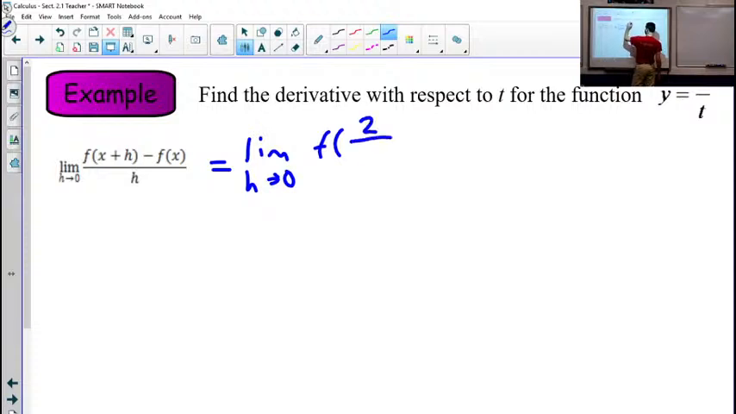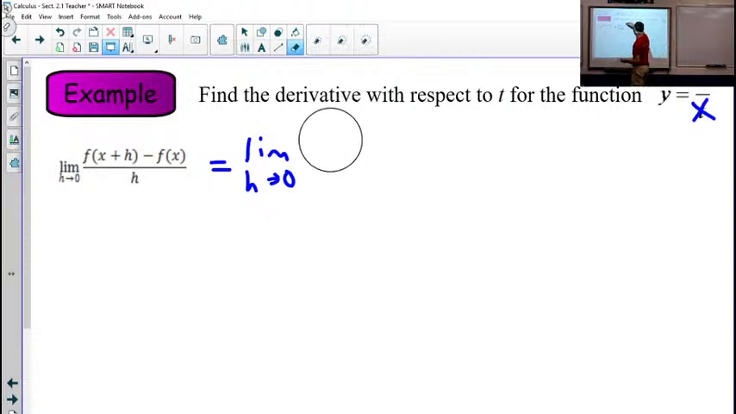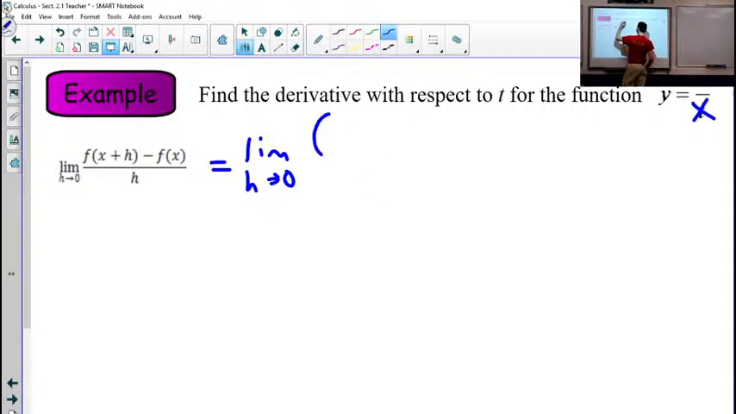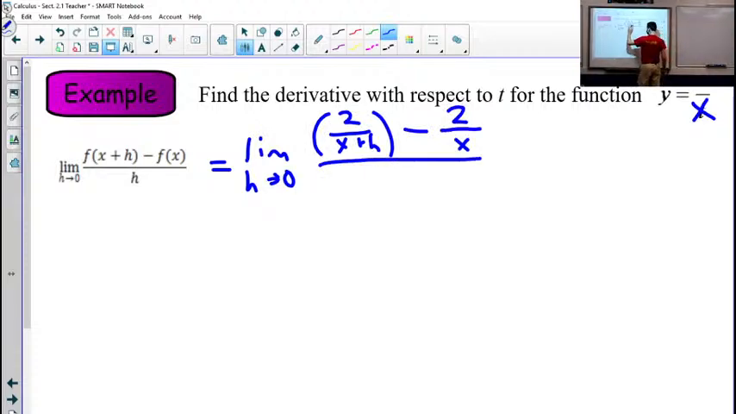I'll just make this 2 over x so we're not confused with variables. Eventually, we're going to start to have some different variables here. But in place of x, we are going to put x plus h. So the x plus h ends up on the bottom. I don't want f of. I want 2 over x plus h minus 2 over x, all over h.